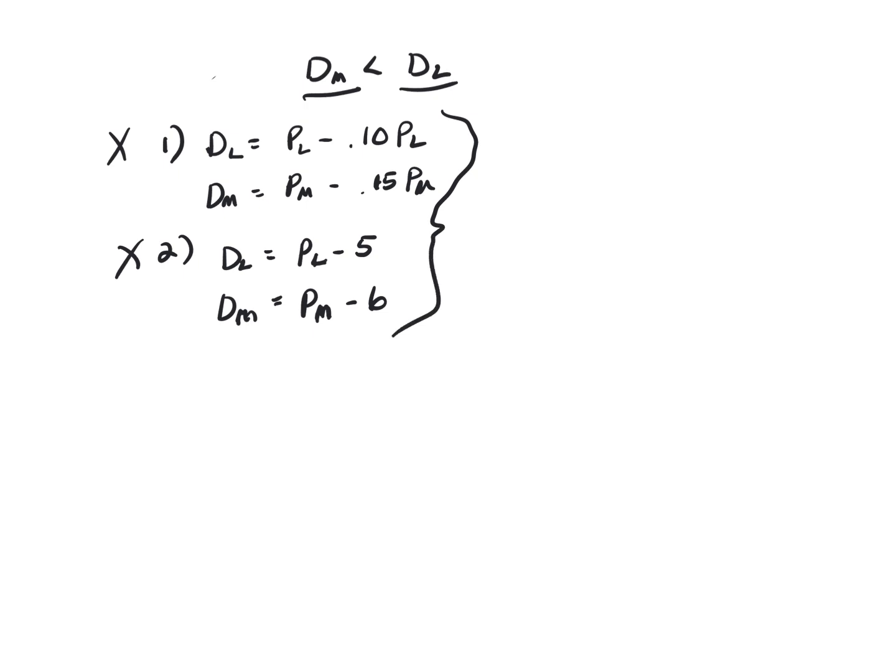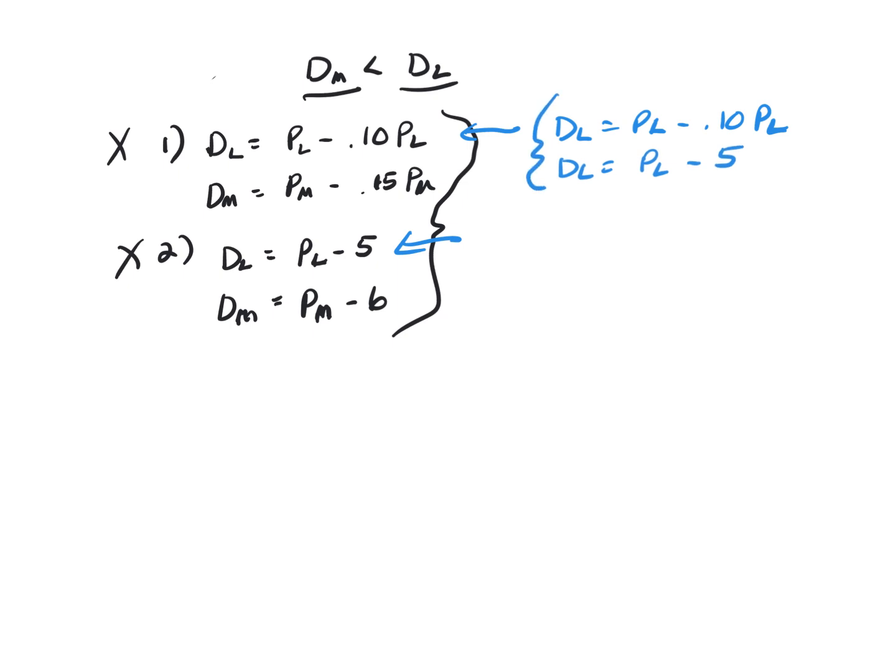And we're trying to find, is D sub M less than D sub L? So what you could do is take this equation, D sub L equals P sub L minus 0.10 times P sub L. And you could combine like terms and call that 0.9 P sub L. And put that equation with this equation, D sub L equals P sub L minus 5.